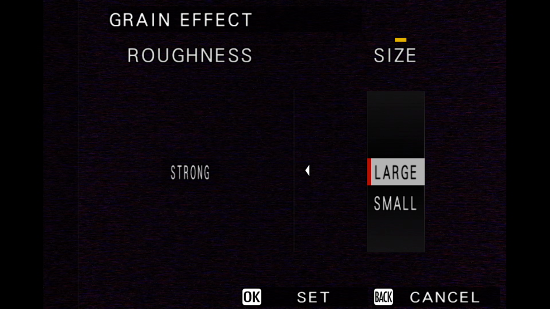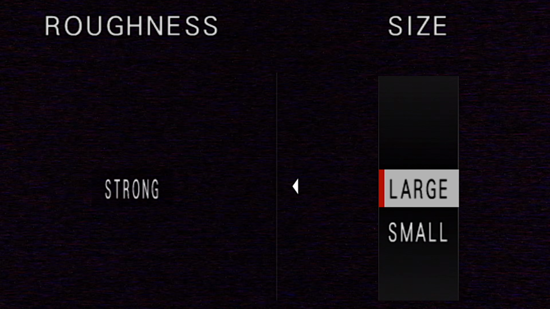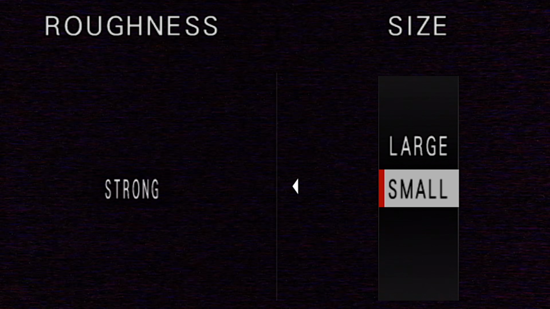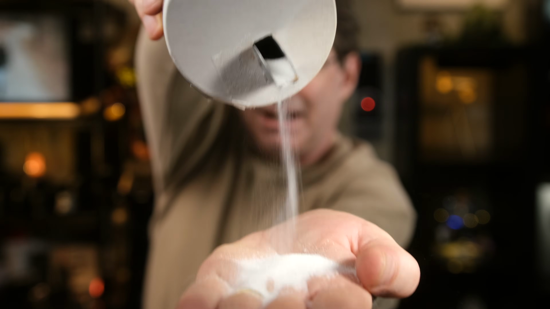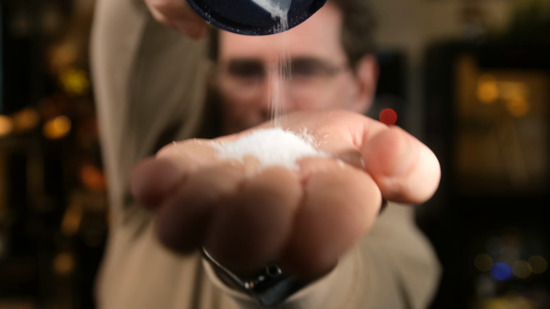And the second part of the setting, size, controls how big or small each speck of grain is. So your sizes are large or small. Think of them like these, for example. Small grain is tight and fine, and large grain is chunky and coarse. Roughness is how much salt you shake out.